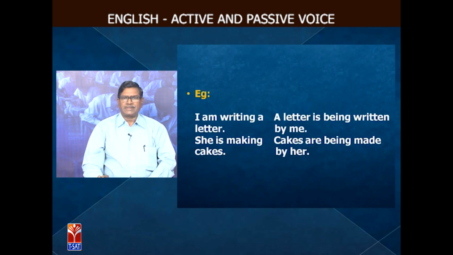She is making cakes. Is being, make becomes made. Cakes are being made by her. She is making cakes, and cakes are being made by her. Cakes, the object in the active voice, becomes the subject in the passive voice. She becomes by her.